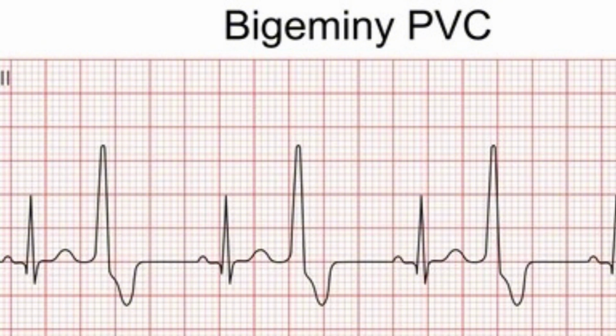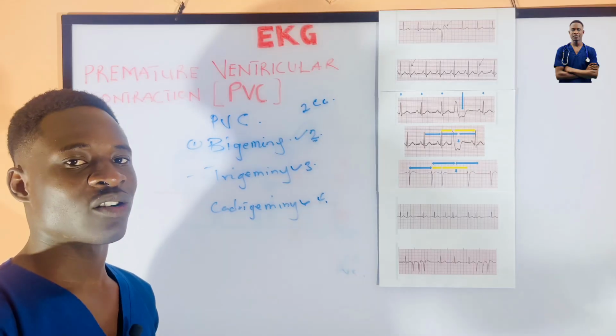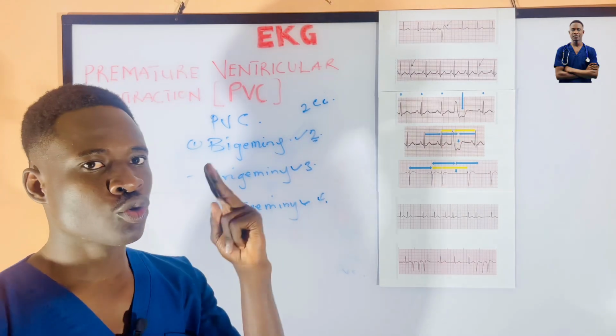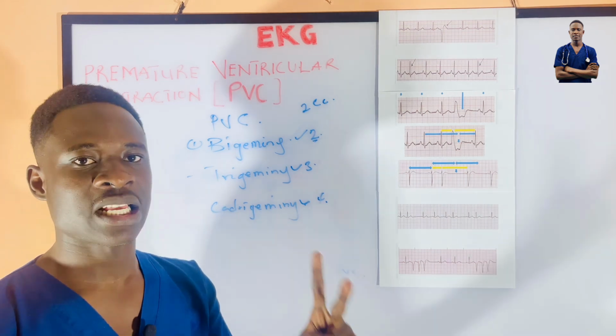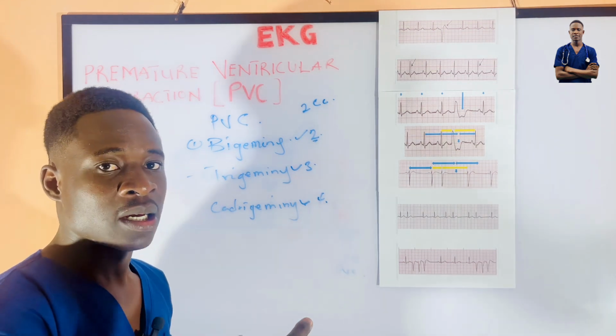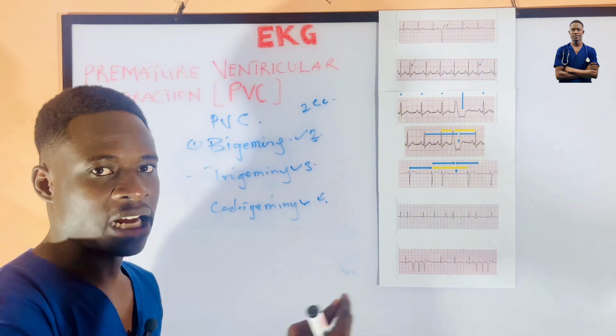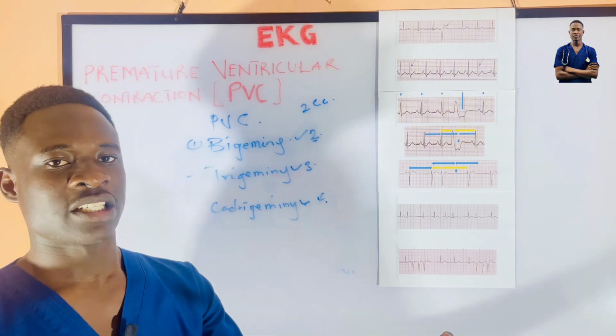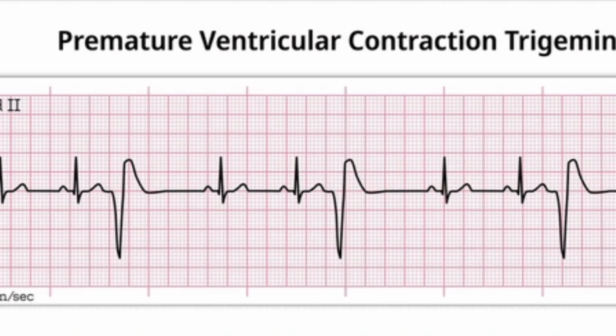Now, that's what we call bigeminy. The trigeminy means the PVC is on the third cardiac cycle. So we get 2 normal cardiac cycles and then the following cardiac cycle, the third one, has an early ventricular contraction, which is the PVC.